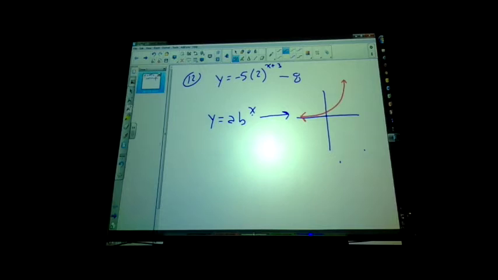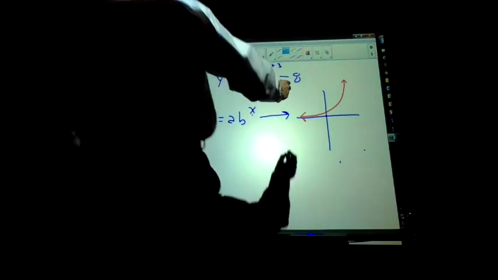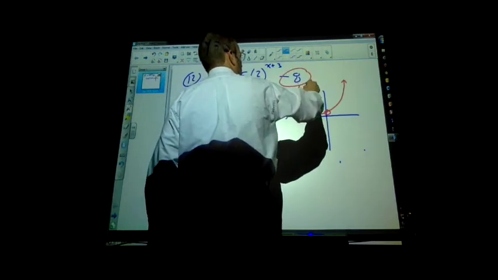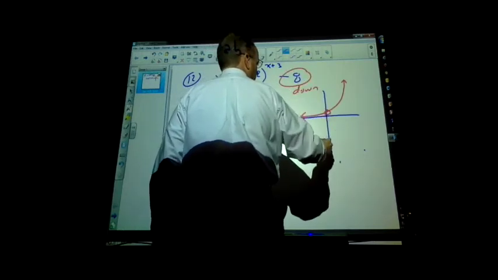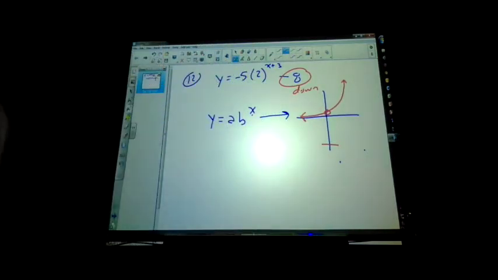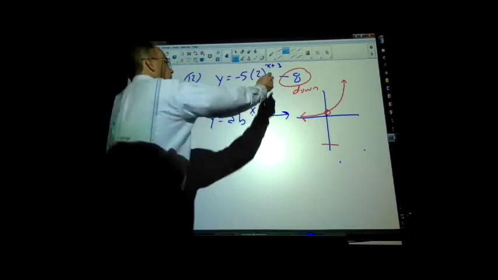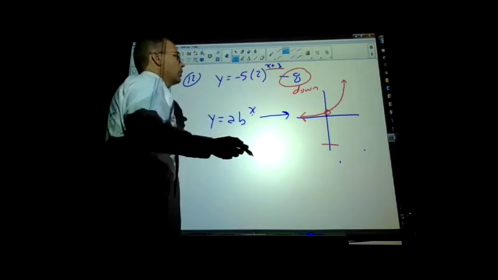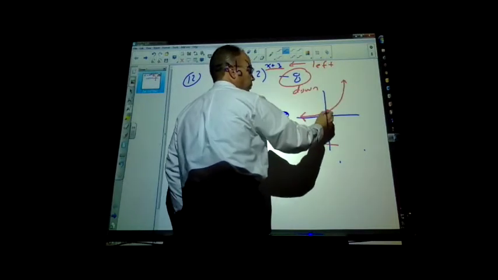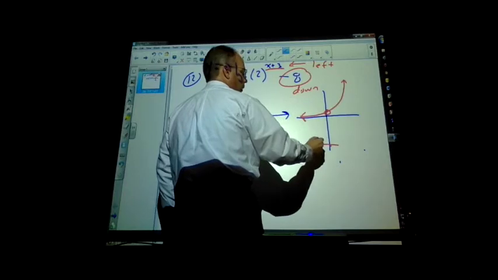The graph shifts down, -8, okay? So basically this point moves down 8. That's definitely something that's going to happen. What about the 3? Left. Yep. Because this is a grouped portion, that means it's going to move left 3. So this point was here, now it's going to go this way.